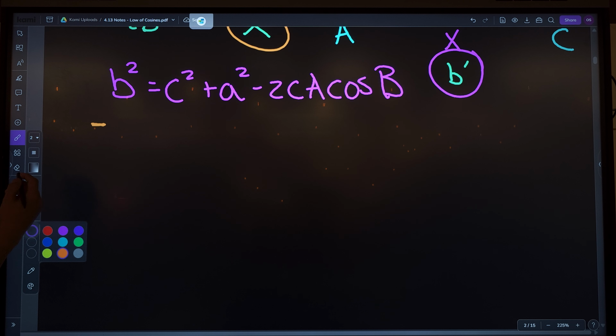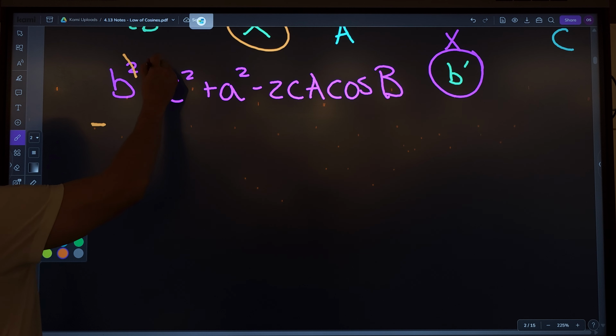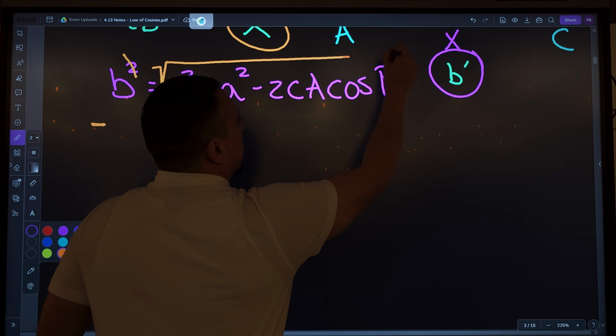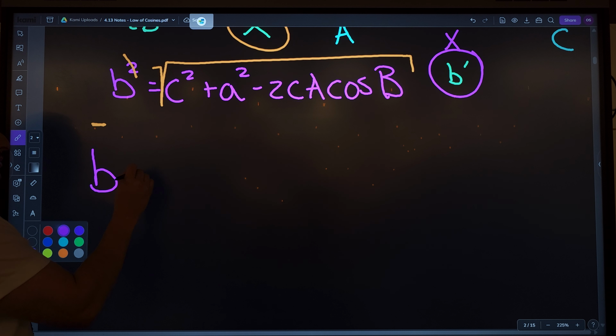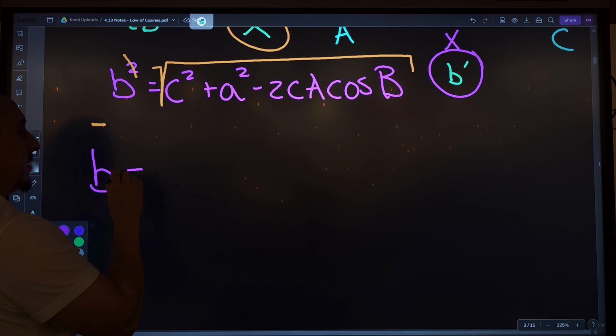Now, I need the B, not the B squared. So how do you get rid of that square? How do we get rid of any square? Square root, right? So if I erase this, then I can take the square root. I would really take the square root of both sides, but that's what would cancel that square on the left side. So that's really the formula I'm going to use. Okay, so B equals, okay, the square root.